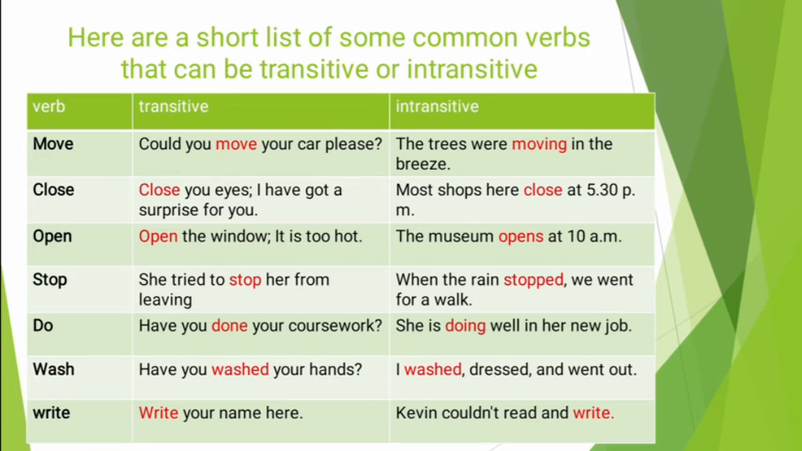The next is stop. She tries to stop her from leaving. Here is the verb stop and after it the object her. And the next sentence, when the rain stopped, we went for a walk. Here, stopped is an intransitive verb because after it there is no object. And other sentences you can read and try to understand.